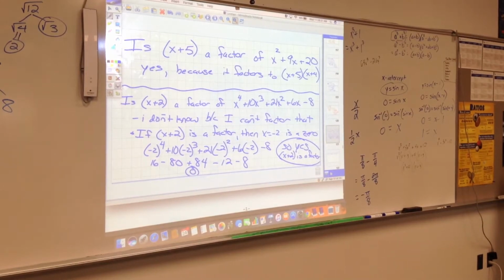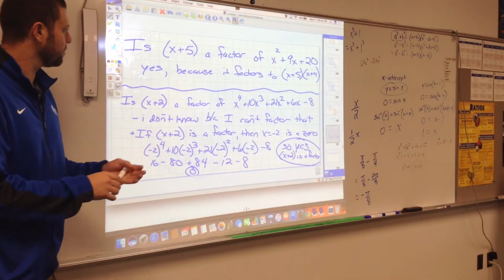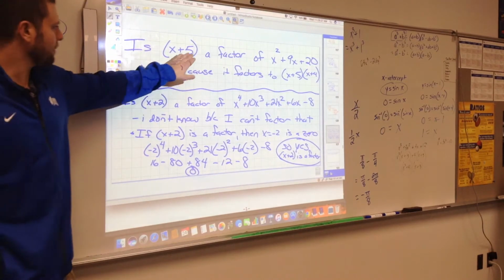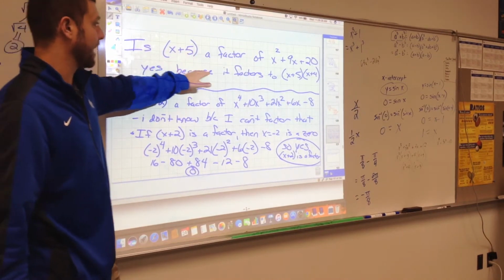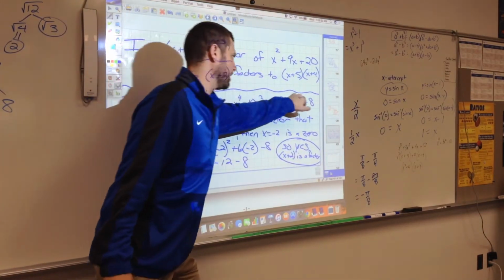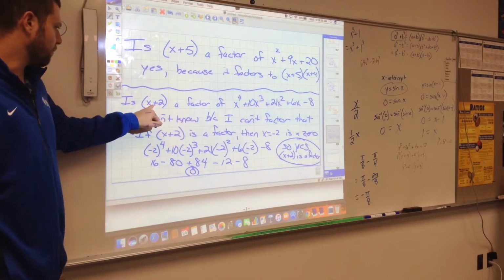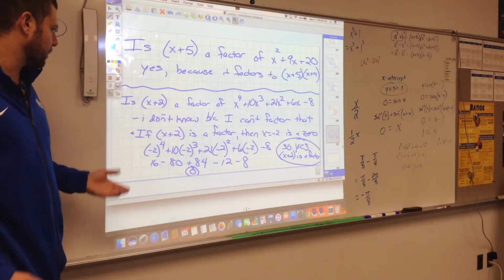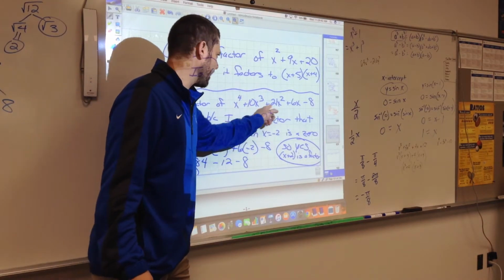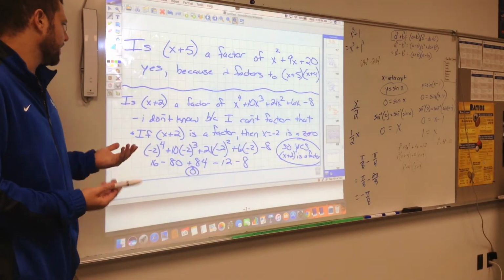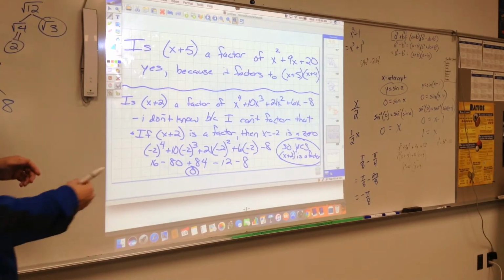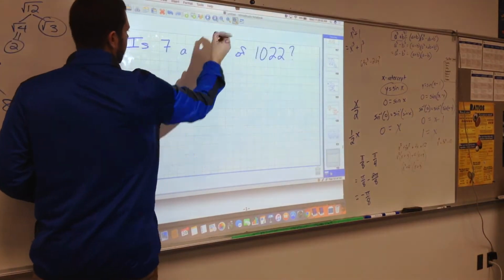Take two. We just got done determining whether something was a factor, yes or no. Obviously, we can determine if it's a factor by actually factoring it. But if we don't know how to factor, which we didn't know how to factor this one, and we want to know if x plus 2 is a factor, we can just plug in negative 2 for x and see if we get 0. If we get 0, yes, it is a factor. If we don't, no, it's not. That's what we just got done doing.